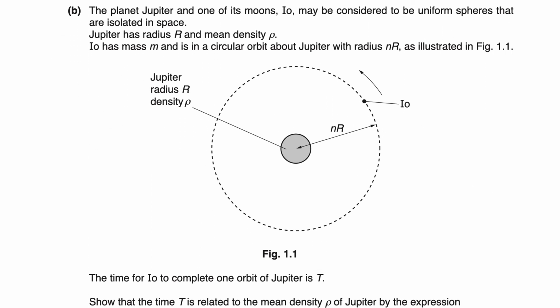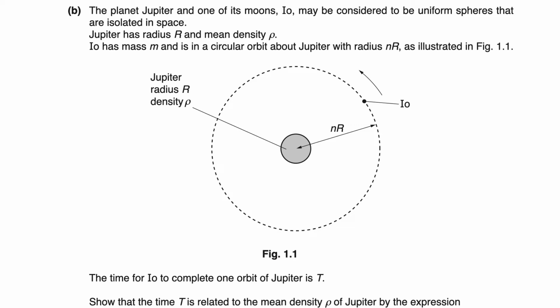Let's look at question B. What we have here is a planet Jupiter, and there is a satellite orbiting Jupiter in a circle, a perfect circle. Obviously this is not a practical situation, but the reason it is given as a perfect circle is for a reason. One of the moons, Io, may be considered to be uniform spheres. This uniform sphere is a keyword here, and isolated in space means there is no resultant force because of any other mass surrounding it, and no external forces acting on it.